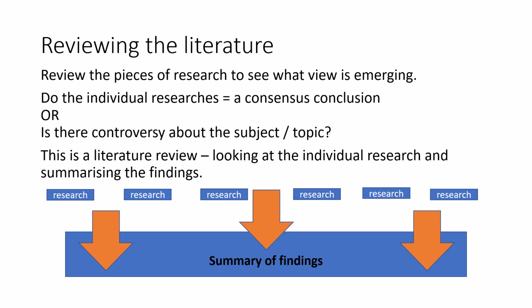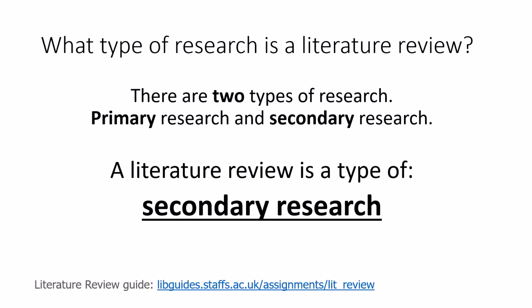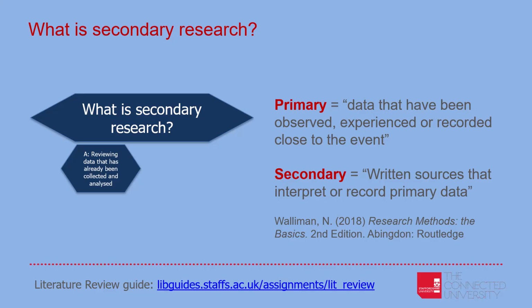There are 2 different types of research, primary and secondary, and a literature review is a type of secondary research. To clarify their definitions, primary research is data that's been collected by individual researchers or groups of researchers who have generated that data via their research project, but secondary is when there is a review of previously collected data.